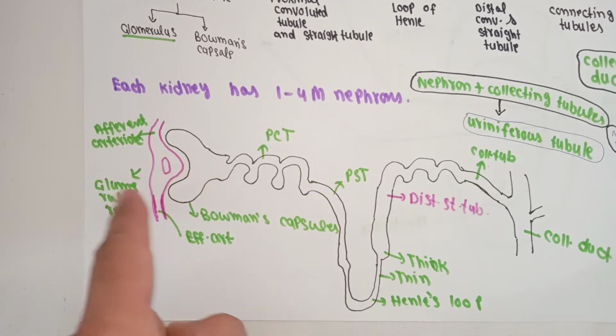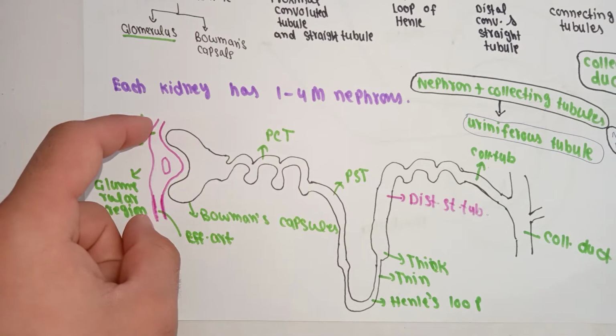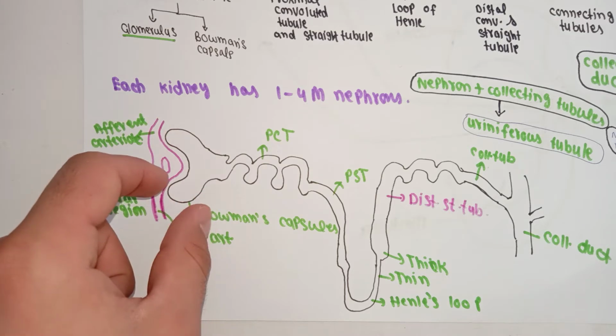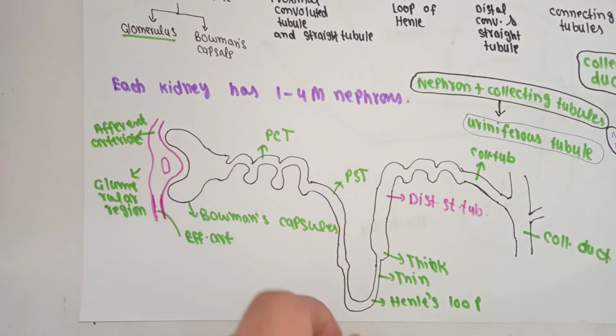There are also glomerular capillaries present. This region is called the glomerulus. Another region, which is cup-shaped and consists of two layers of cells, is called Bowman capsule.